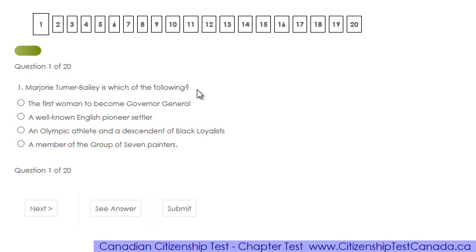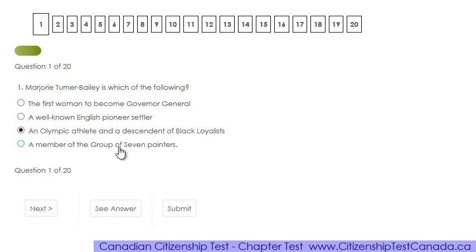Marjorie Turner Bailey is which of the following? Now, none of these answers are dummy answers, so all of these descriptions do actually belong to personages mentioned in the study guide. The first woman to become Governor General, that's Adrienne Clarkson, and she also happens to be the first Asian Canadian to be Governor General. A well-known English pioneer settler, that is not Marjorie Turner Bailey, but there are other well-known English women pioneer settlers mentioned in the study guide, such as Mary Ann Carey or Laura Secord. Marjorie Turner Bailey is an Olympic athlete and a descendant of Black loyalists, so that is the correct answer.